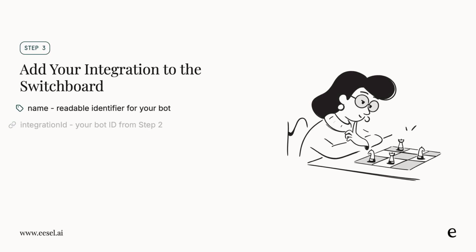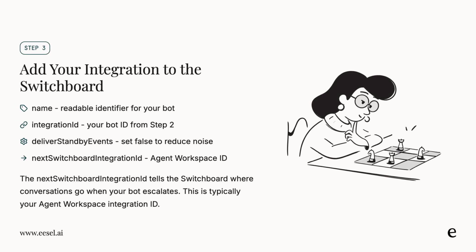Having an integration isn't enough on its own. You need to link it to the switchboard so it can receive control of conversations. The most critical setting is Next Switchboard Integration ID, which tells the switchboard exactly where to route conversations when your bot escalates to a human agent.